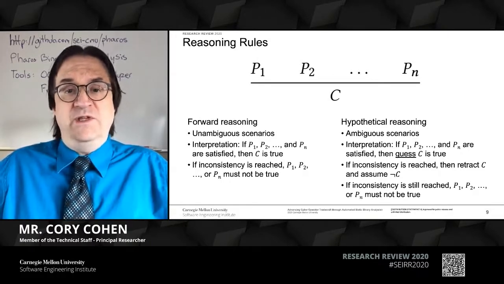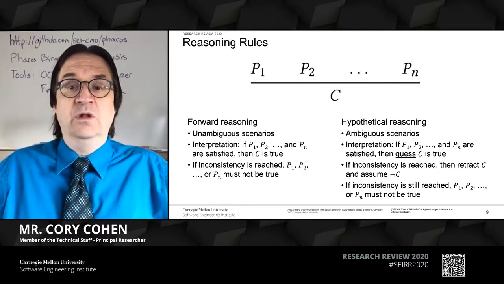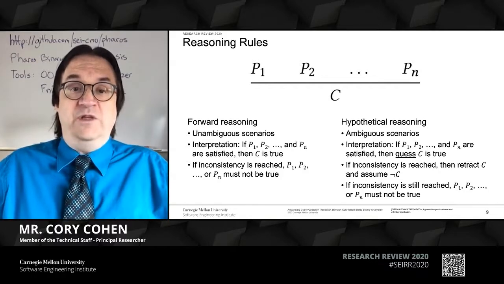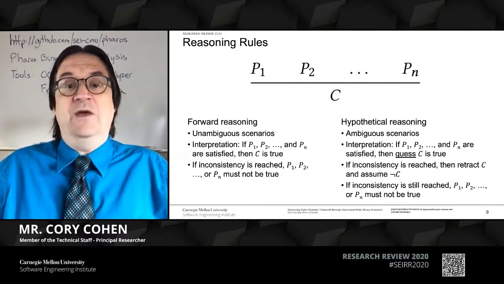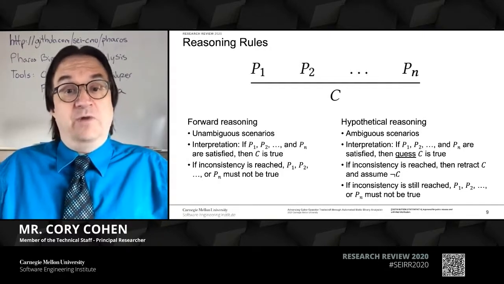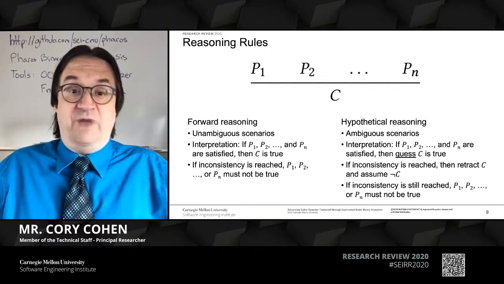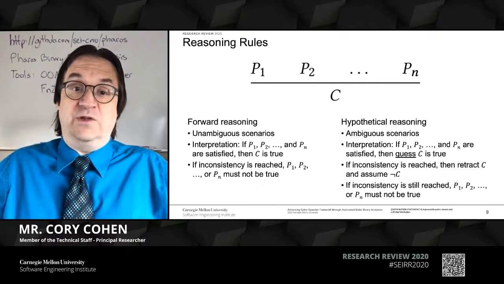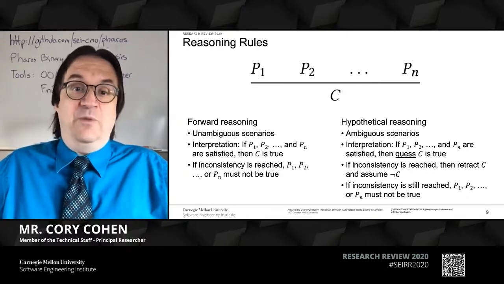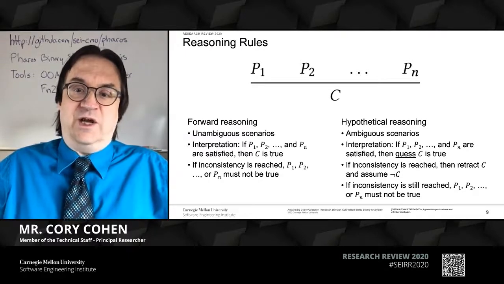But we can also use this same syntax to talk about a hypothetical reasoning rule, where we interpret things very similarly, only now we say if all of these preconditions are true, that makes C a good educated guess. And we're going to try that first, and then we're going to run our consistency checking phase where we evaluate whether or not there's any contradictions in our model. And if there's not, we'll accept C, but if there is, we'll try not C instead and repeat the process and try consistency checking again.